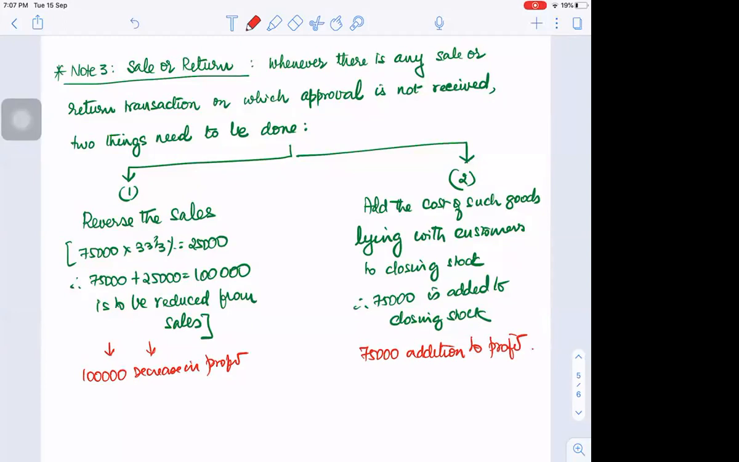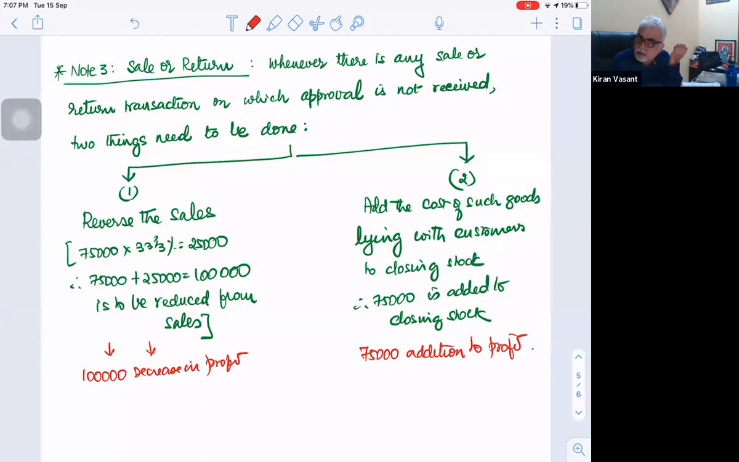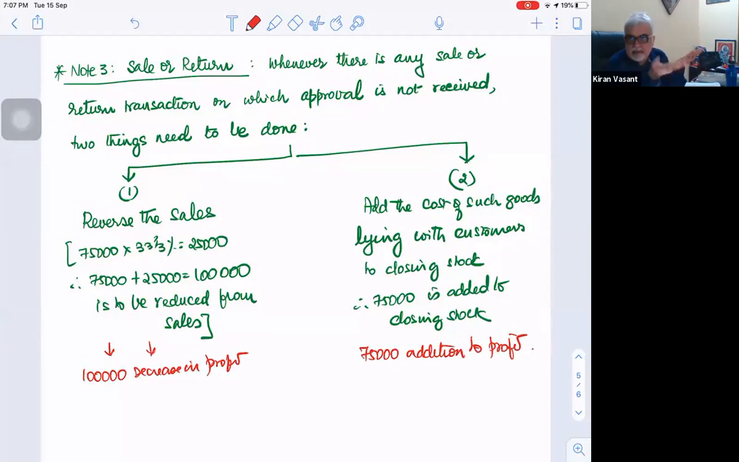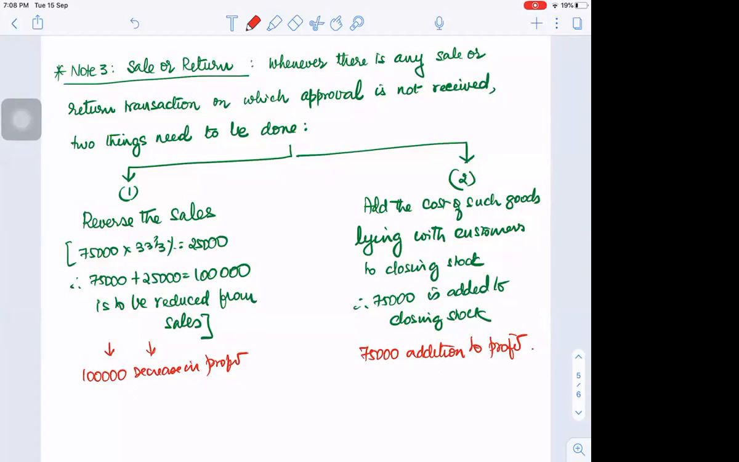Why do we decrease? Can you tell the principal statement that you told in the beginning? Why do you decrease the 1 lakh in profit? Because sales will increase our profit, no? So if we reverse the sales, it will decrease the profit. Yes, reversing is difficult.